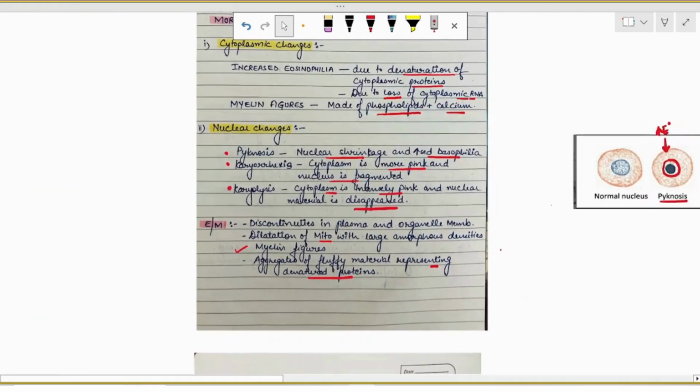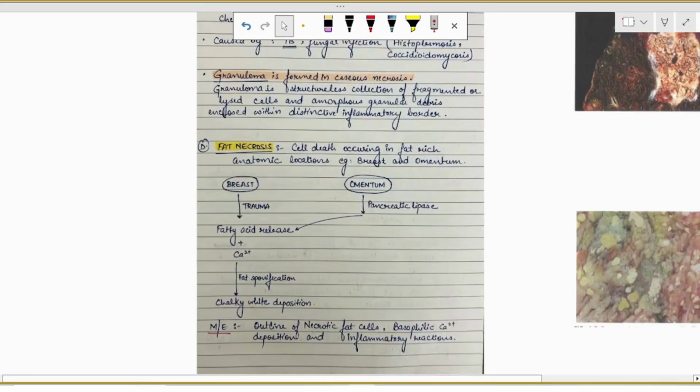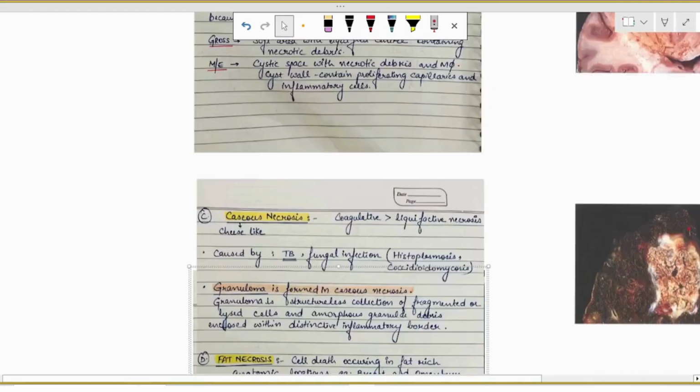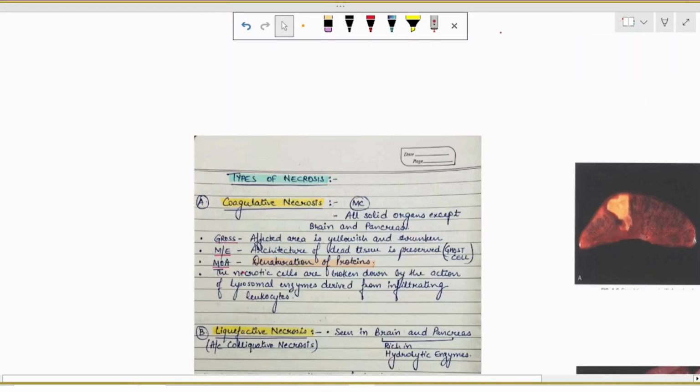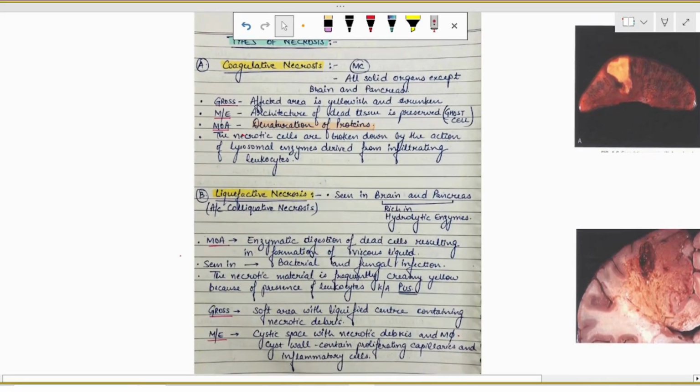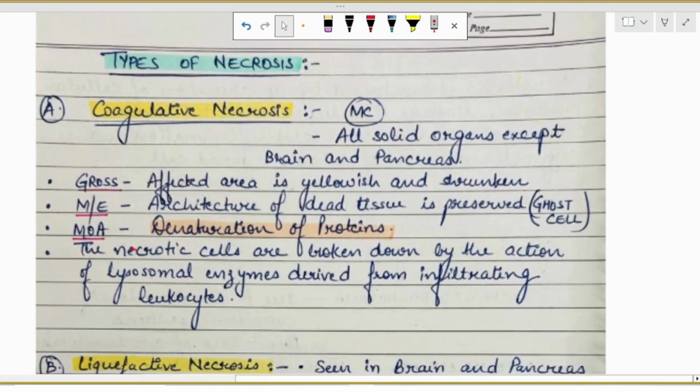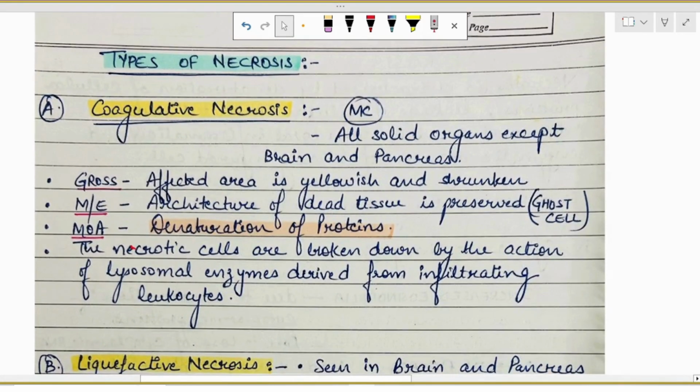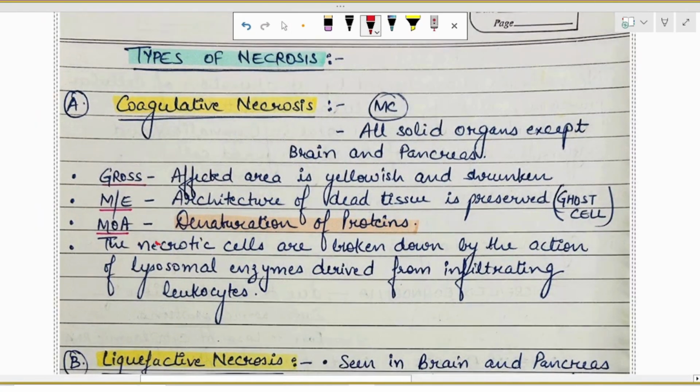So moving on to the next, what are the types of necrosis? The first type is coagulative necrosis. Coagulative necrosis is the most common type of necrosis, and it happens in all solid organs except the brain and pancreas. I'll explain further.